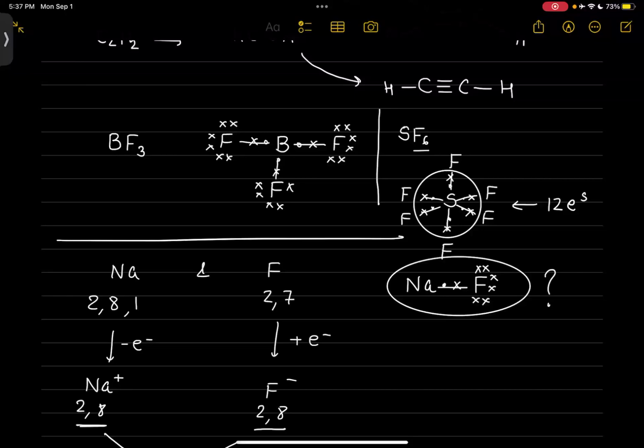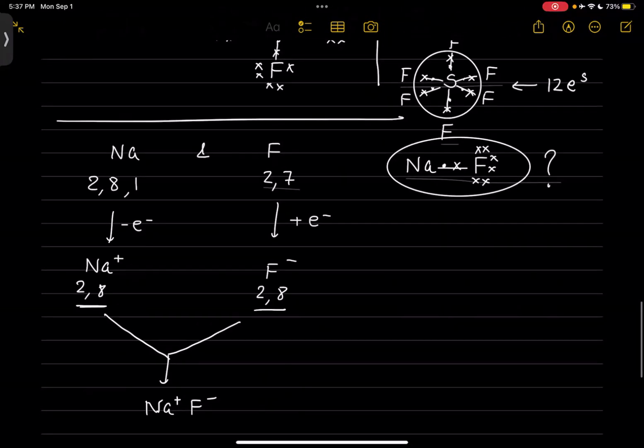What was the other way to complete the octet? Sharing and donating. Suppose there is a metal and a non-metal, then it is by the complete transfer of electrons from metal to non-metal. So the metal is going to give the electrons, lose the electrons and form a cation. How many electrons will a metal use?